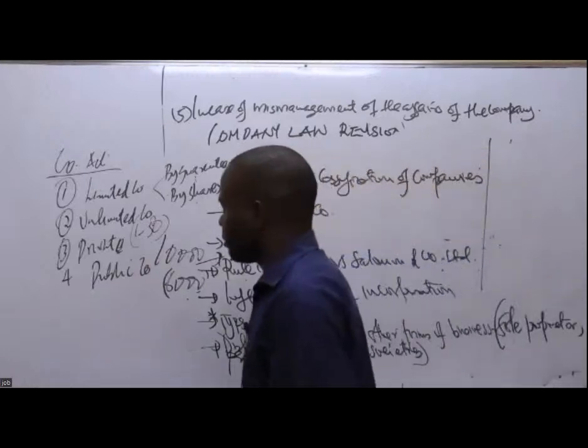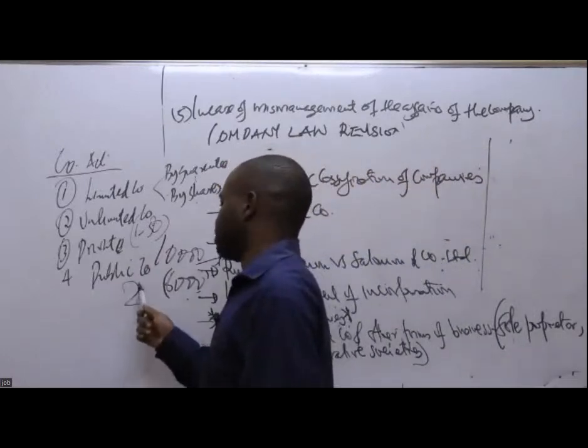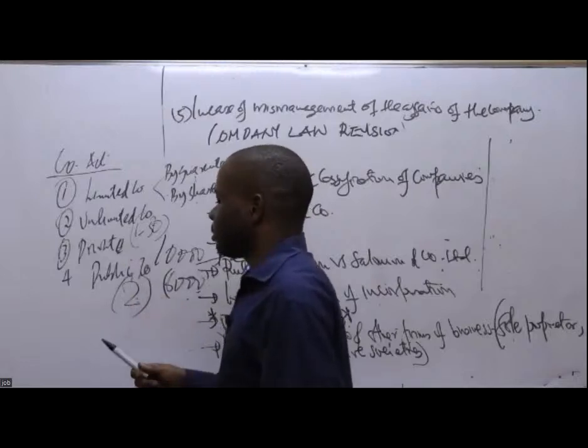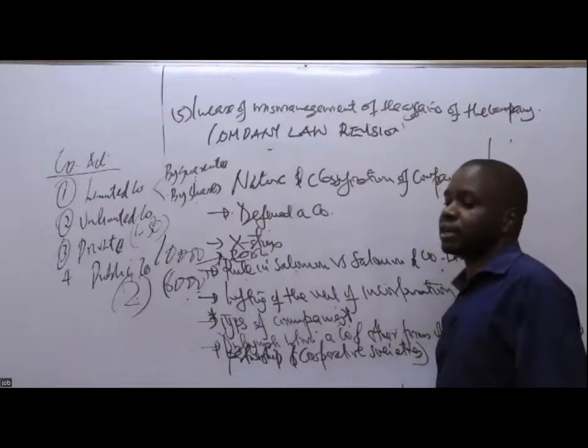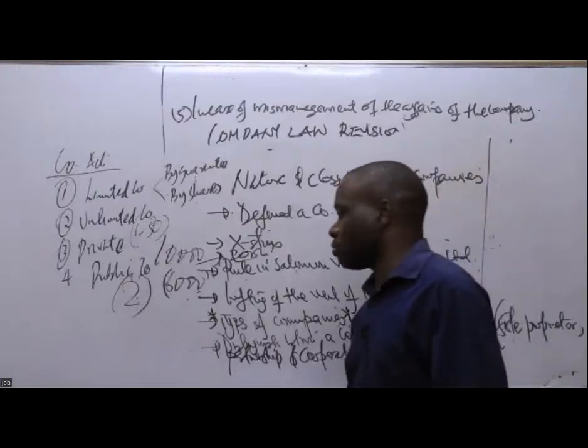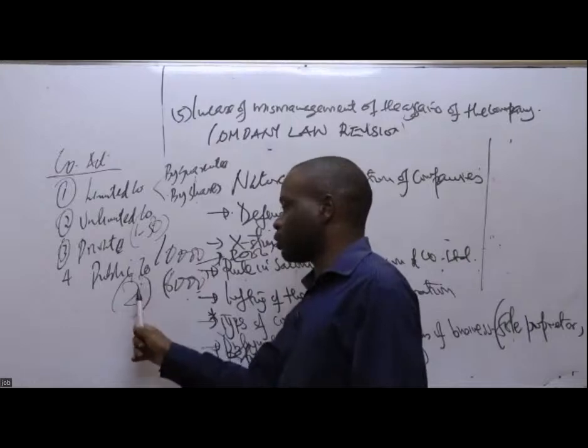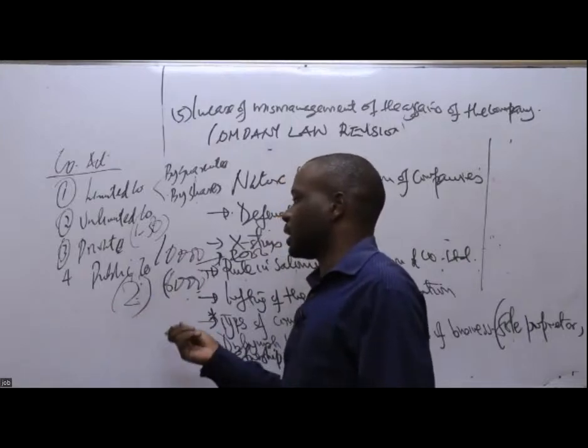What is a public company? It is a type of company whereby you define it by the membership also. The minimum number of members is 2, and there's usually no maximum limit. So it can go even to 1 trillion members. So the minimum number of members in a public company is 2. There's no maximum limit.